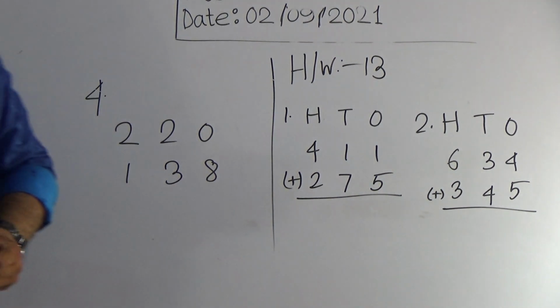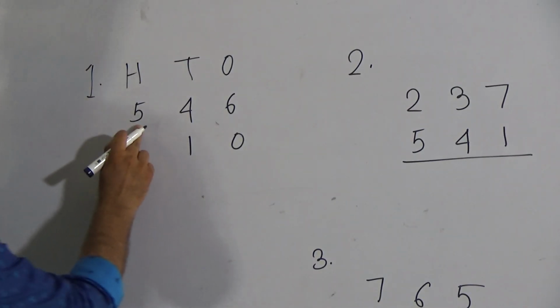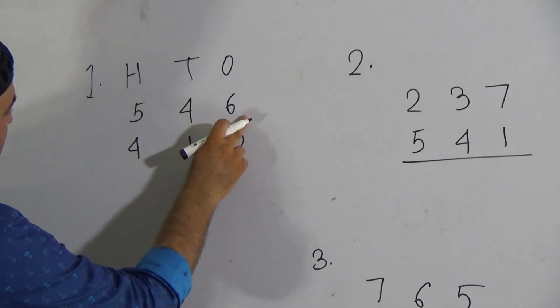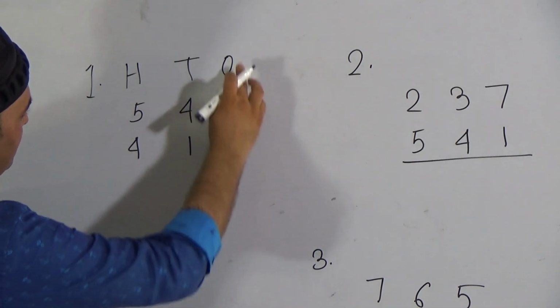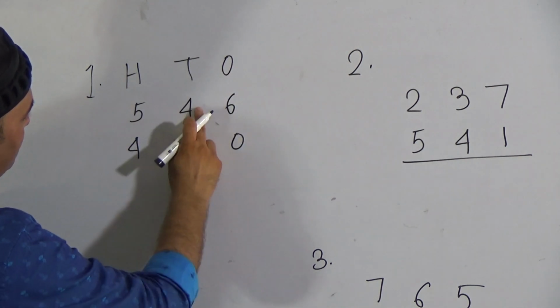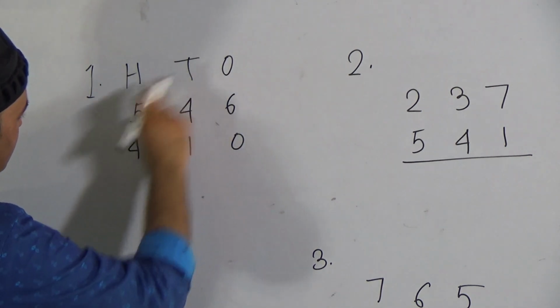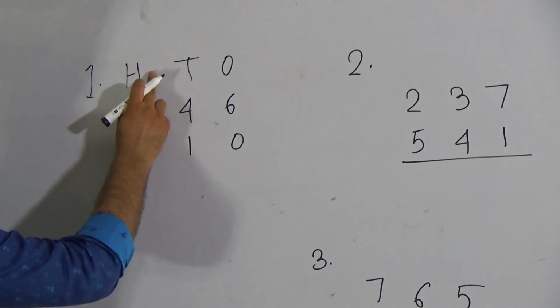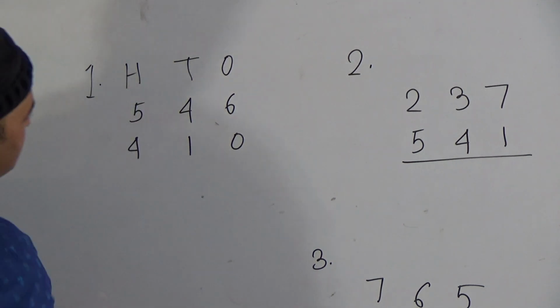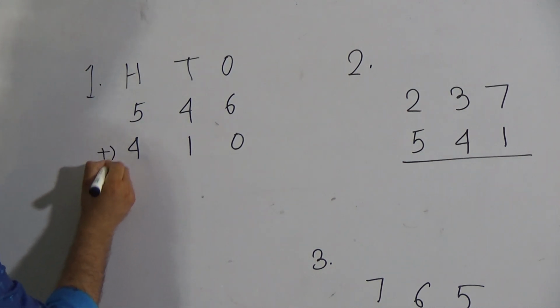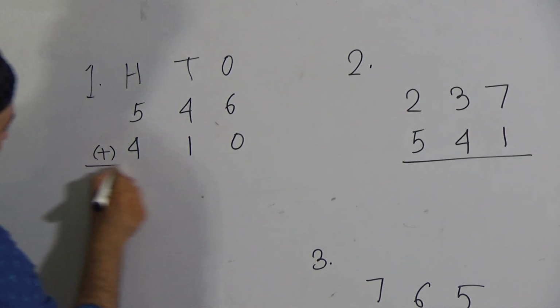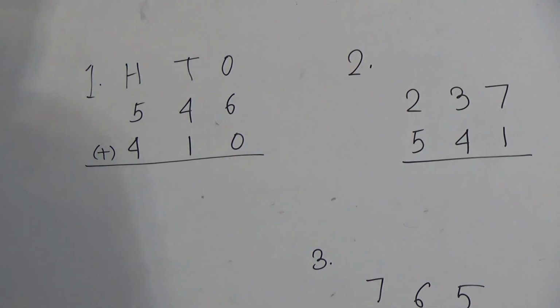Now my dear students, let's start our class. Look, here is number 1. There are two numbers: 546 and 410. So 6 and 0 are the 1's place digits, 4 and 1 are the 10's place digits, 5 and 4 are the 100 place digits. Since we add these two numbers, we have to use the addition sign and draw a line to bring down the answer here.